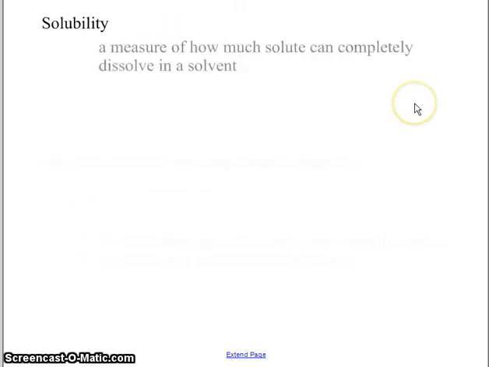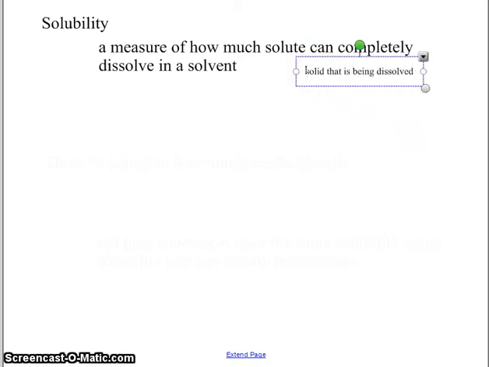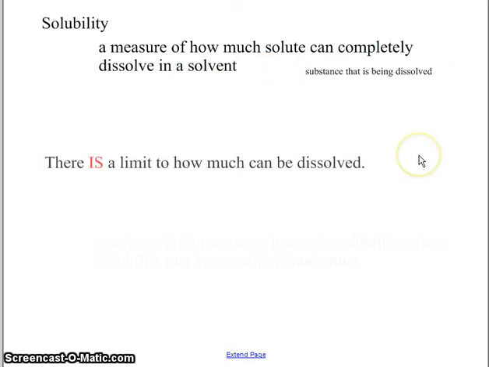So let's talk a little bit more about solubility because you have to know about this. Solubility is actually a measure of how much solute, and you might remember that that's the solid that is being dissolved, or let's not say solid, let's say the substance, because it won't always be a solid. So that's the solute, and we want to see how much of that can completely dissolve into our solvent, and that is what you're dissolving it into. There is a limit on how much can be dissolved, and we're going to look at that in just a second.